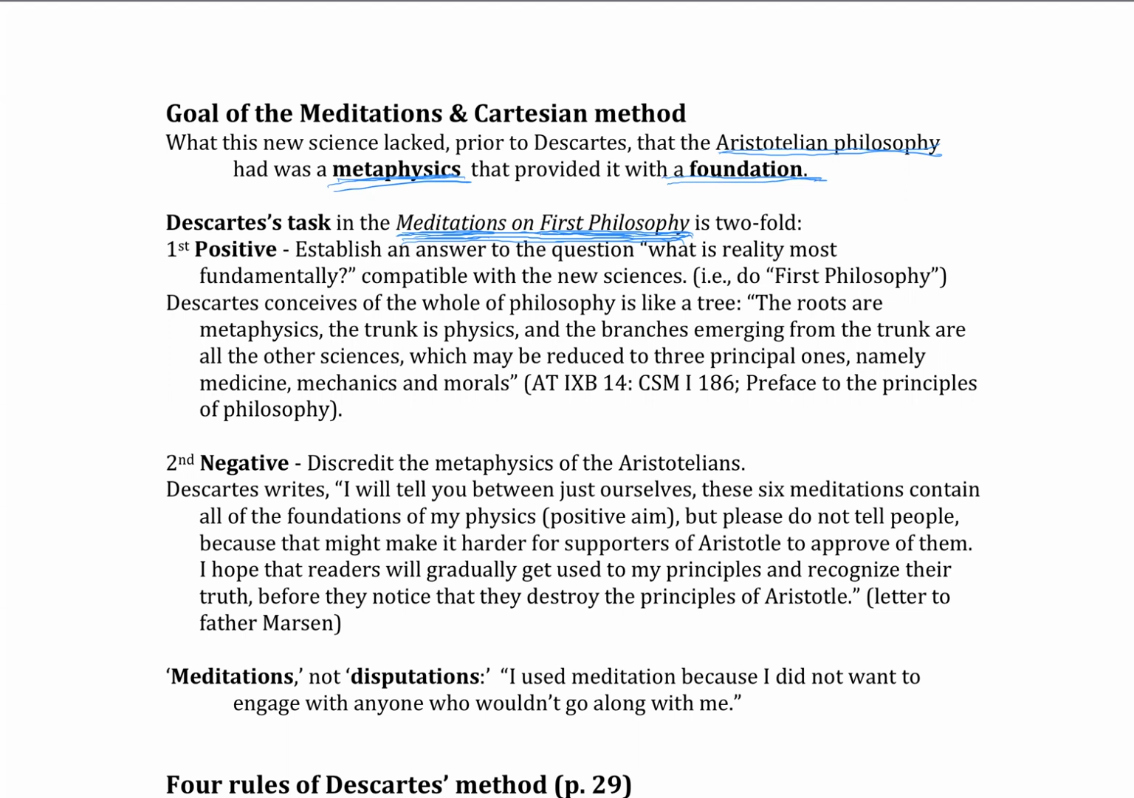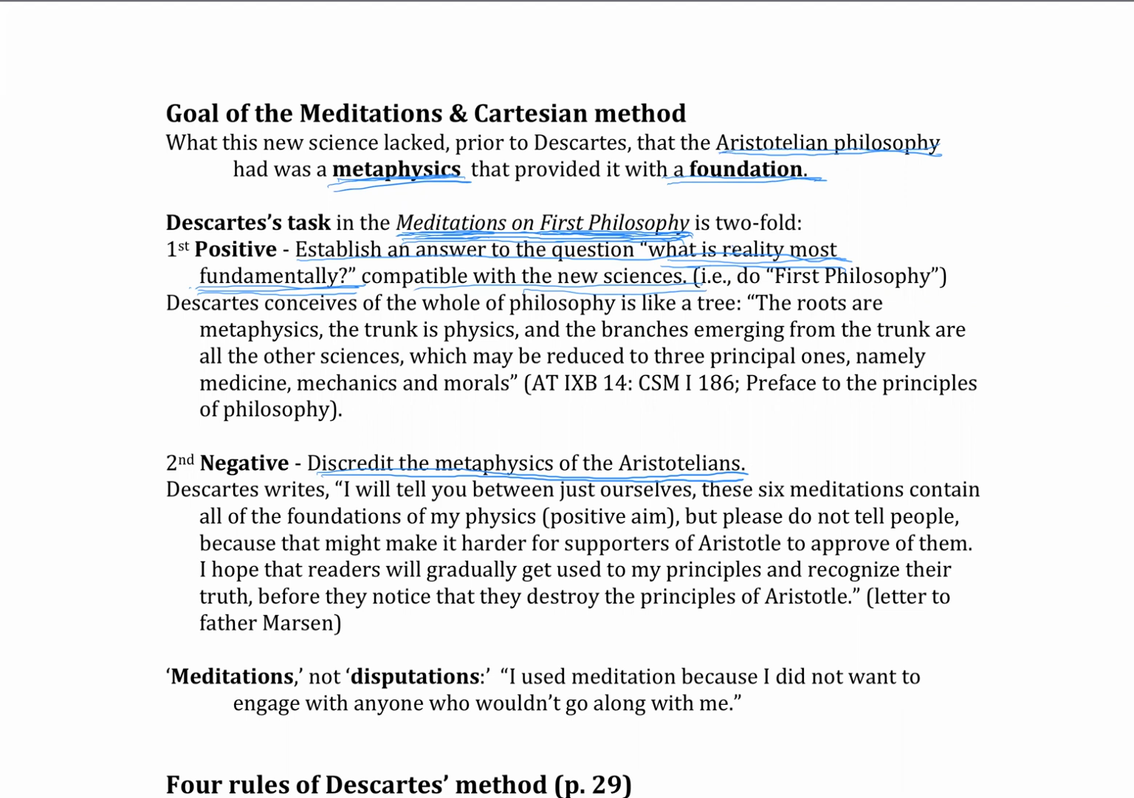And so that's his general project. And in particular, he took himself to have two tasks. The first was to discredit the metaphysics of the Aristotelians. So that was his negative task. But he also wanted to establish an answer to the question, what is reality most fundamentally? The question of metaphysics. He wanted to answer this in a way that was compatible with the new sciences, that it could support the new sciences.